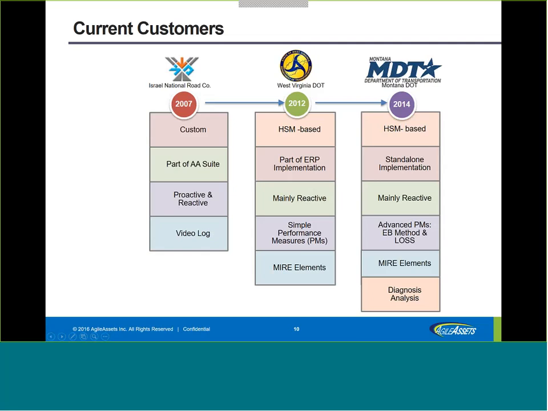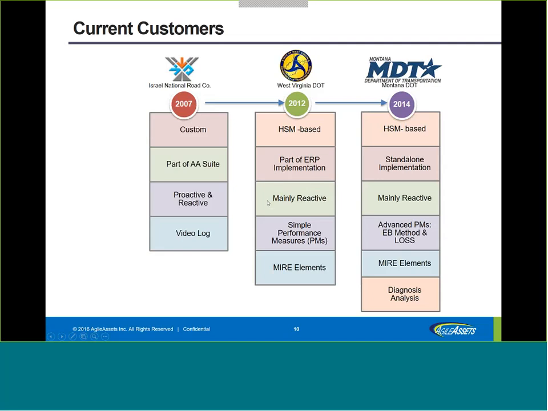Then in 2012, we implemented our system in West Virginia, and that was an HSM-based system, Highway Safety Manual-based. It was part of the ERP implementation. Having that provides added benefits to the safety management system because it can not only interact with other modules within our suite, but also with other financial components. For example, West Virginia has a safety grant management system, and the grant management is initiated in the financial system, but it interacts with safety management to make decisions on awarding of the grants. That is a very interesting scenario.